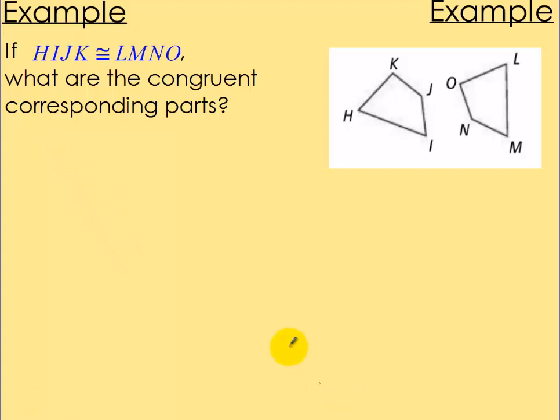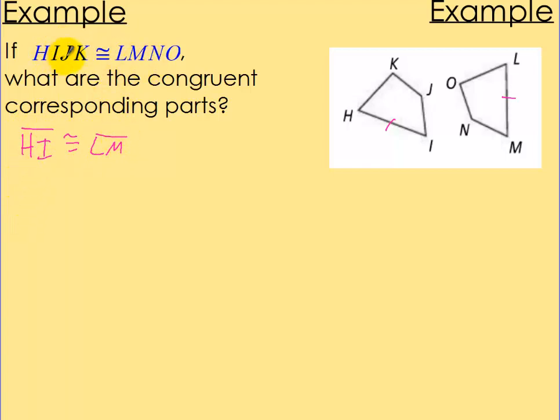Okay, so let's try this. If HIJK is congruent to LMNO, what are the congruent corresponding parts? So what I can say first is let's do the sides. I know side HI is going to be congruent with side LM. You just have to make sure the matching works out. Don't just look at the diagrams, because diagrams can be wrong. And you can look at that just by the matching letters right here.